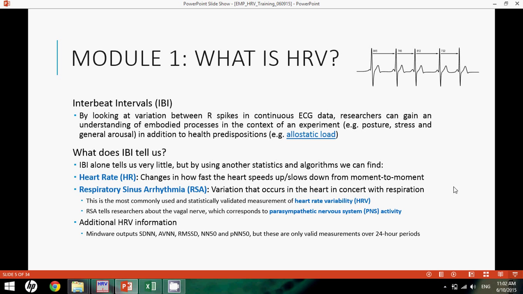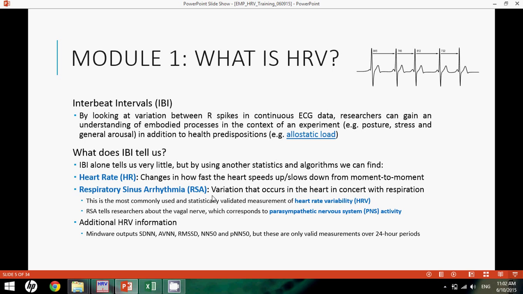So this is all rather technical, and you can look up this information on your own if you're looking to find out more specifically what that is. I'll touch on it briefly after this, but what you need to know basically is that RSA is often considered the same as HRV. We talk about them in the same way. However, they are distinct things. So IBI is different from heart rate, which is different from RSA, which is a more specific way of saying heart rate variability.